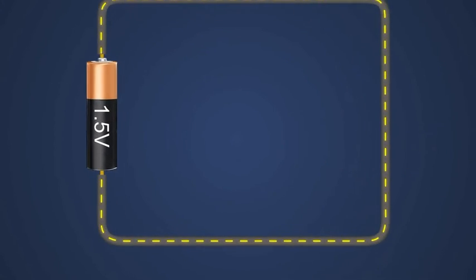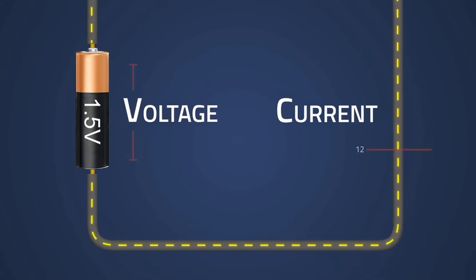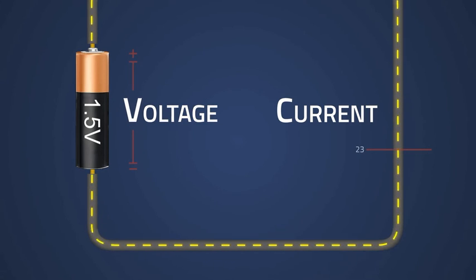So to summarize, current is simply a measurement of the flow of electrons passing a certain point. And voltage is the electrical potential difference between 2 points, and is the driving force within a circuit.